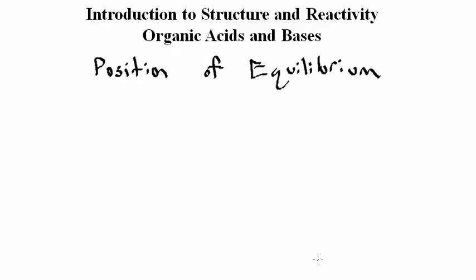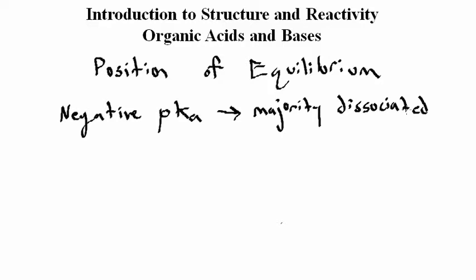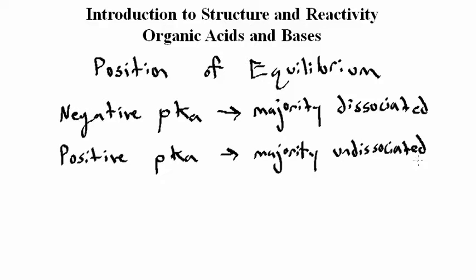The next topic that we're going to discuss in the realm of acid-base reactions is the position of equilibrium. We know from the value of the pKa for an acid whether an aqueous solution of the acid contains more molecules of undissociated acid or its ions. A negative pKa value indicates that the majority of molecules of the acid are dissociated in water. On the other hand, a positive value of the pKa indicates that most acid molecules remain undissociated in water.